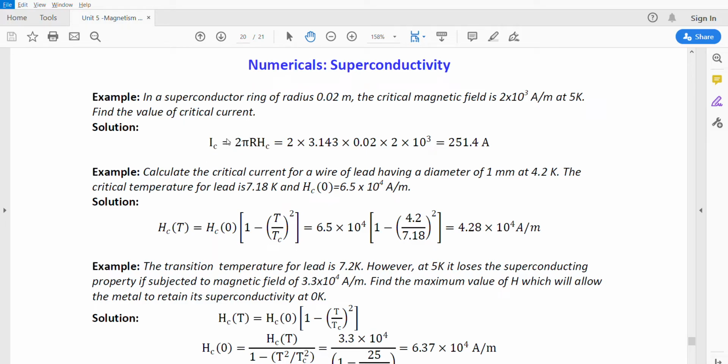So the formula is critical current Ic is equal to 2 pi r into Hc. Substitute the values: pi is 3.14, the radius of the ring is 0.02, and the critical magnetic field value is 2 into 10 power 3. Do the calculation. The answer is 251.4 amperes. This is the critical current for that superconducting ring. Here there is no need to convert any units, because the radius of the ring is in meters and the magnetic field is in ampere per meter.